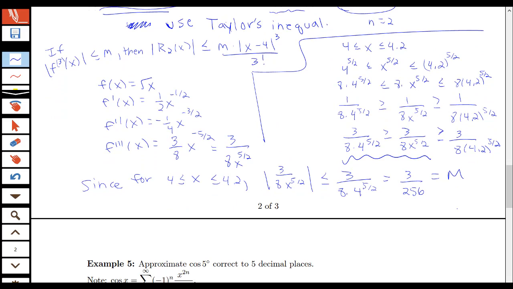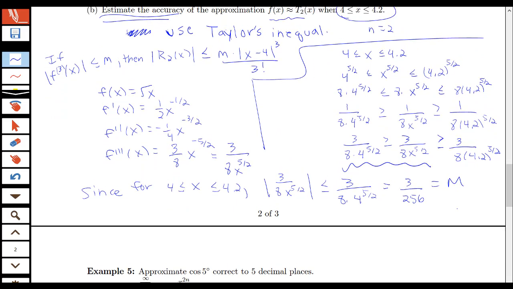Okay, so we're spilling over here a little bit onto the next page. But notice that this means that our remainder here, our error, is going to be less than or equal to this 3 over 256 times x minus 4 cubed over 3 factorial. Again, remember that since we have this x is between 4 and 4.2, I now want to get a bound on x minus 4. Notice that x minus 4 has to be less than or equal to 4.2 minus 4. So that's less than or equal to 0.2.